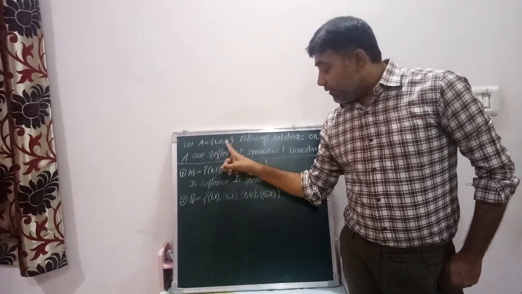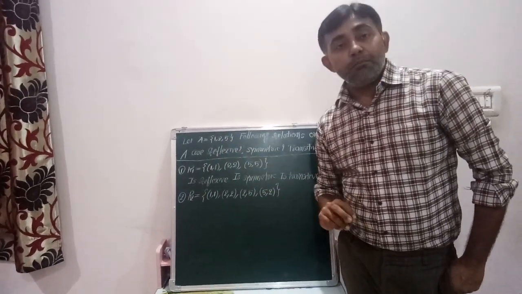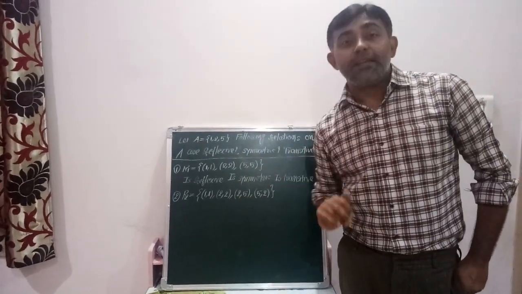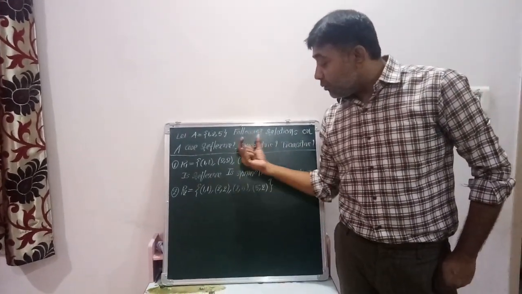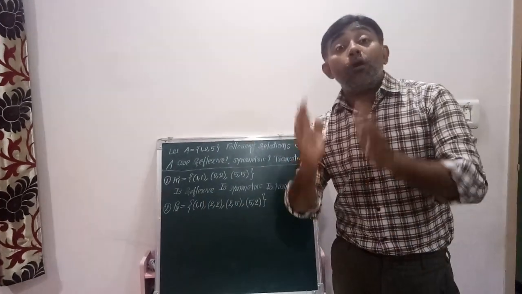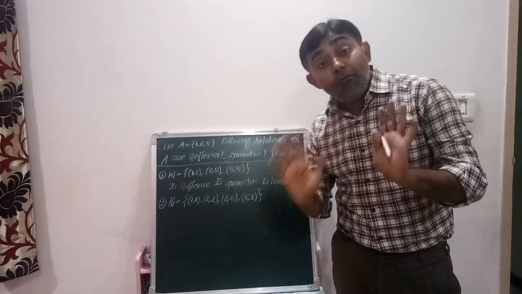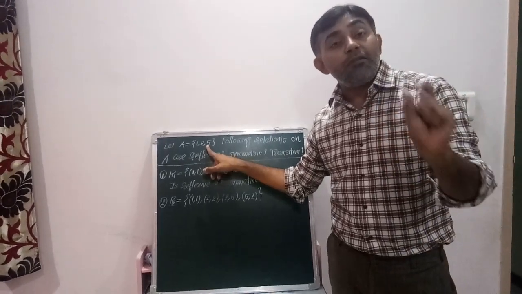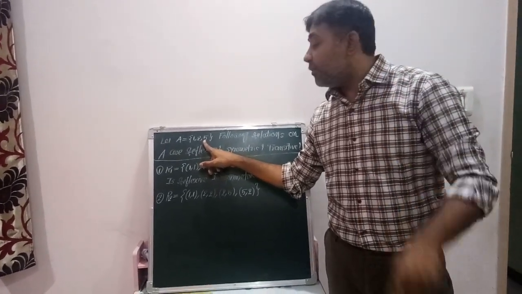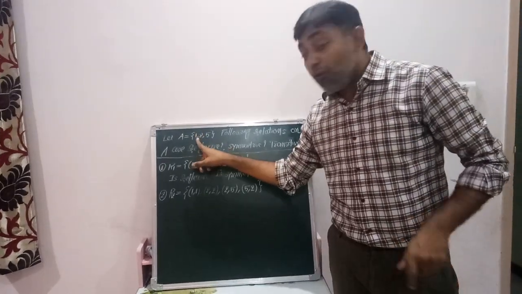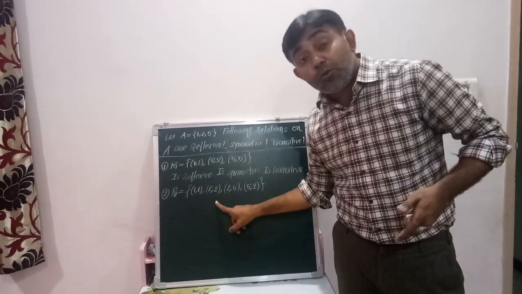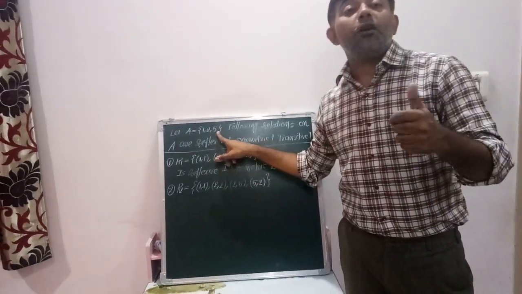See here, (1,1) is there, (2,2) is there, but (5,5) is not there. That's why the relation is not reflexive. Why is it not reflexive? The definition says that if every element connects with itself, then the relation is reflexive, otherwise not. So 1 connects with 1, 2 connects with 2, but 5 is not connected with 5.